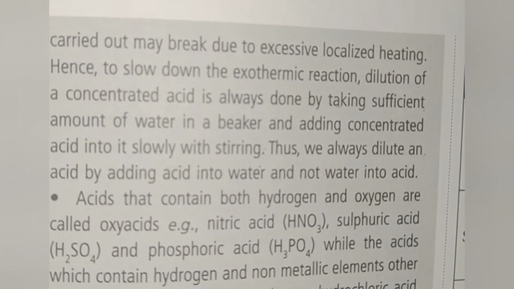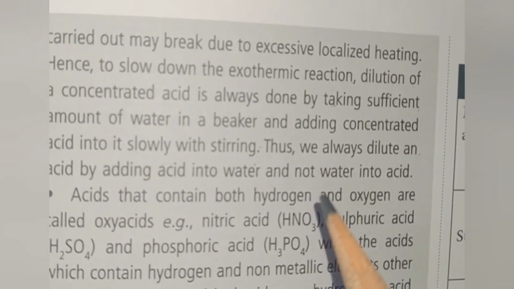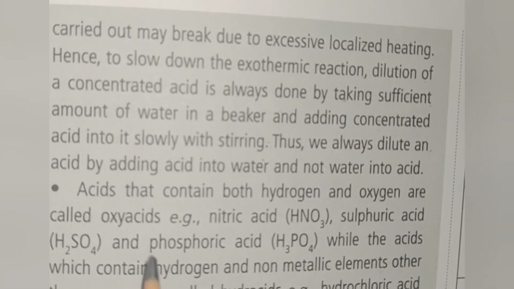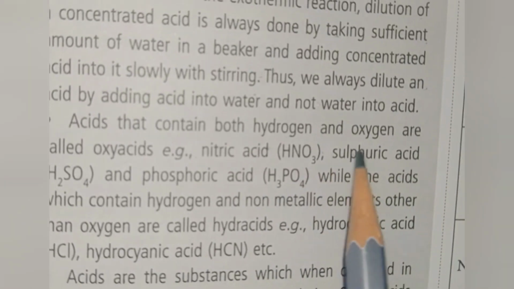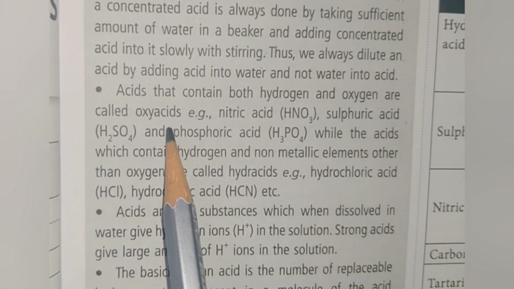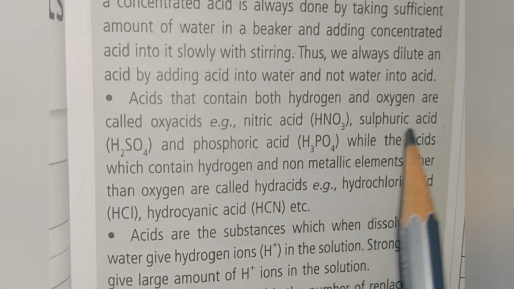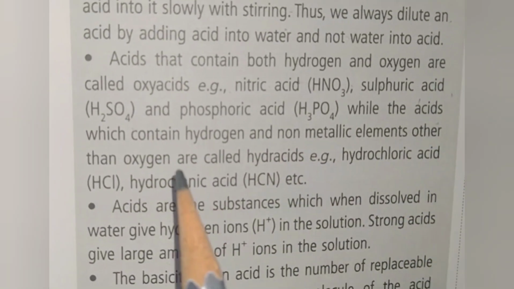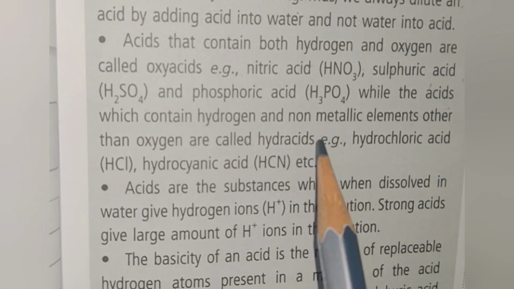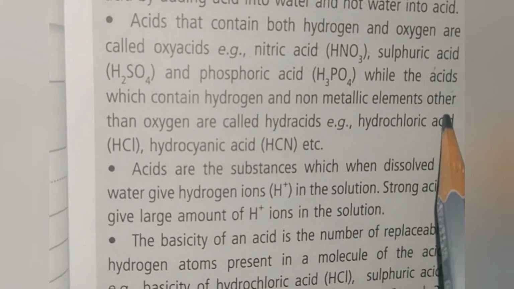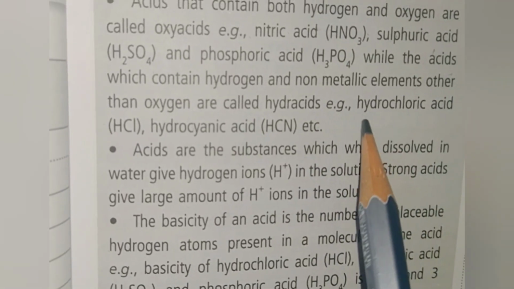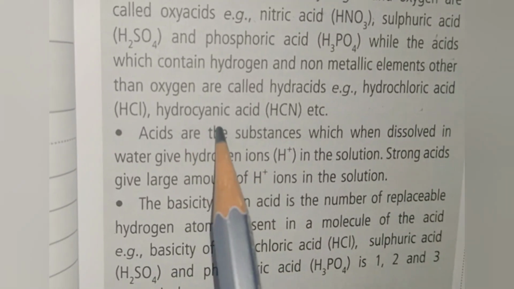Okay, so this is all I have explained about how we do dilution. Acids that contain both hydrogen and oxygen are called oxyacids, like nitric acid, sulfuric acid, phosphoric acid. While the acids which contain hydrogen and non-metallic elements other than oxygen are called hydroacids. Example, hydrochloric acid, hydrocyanic acid.